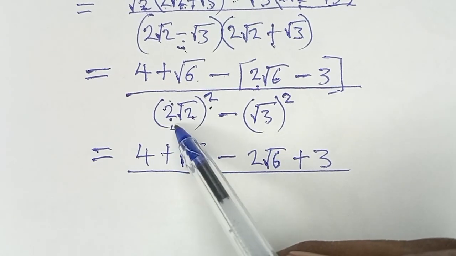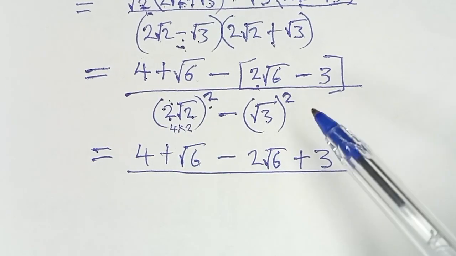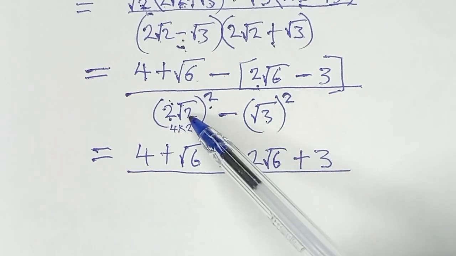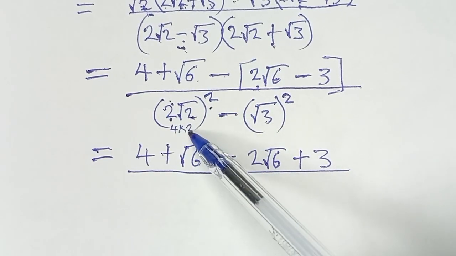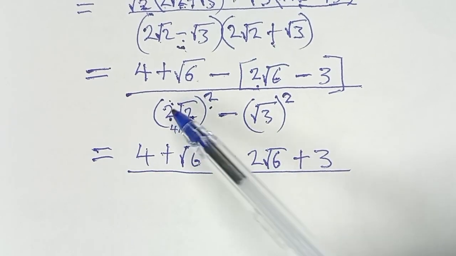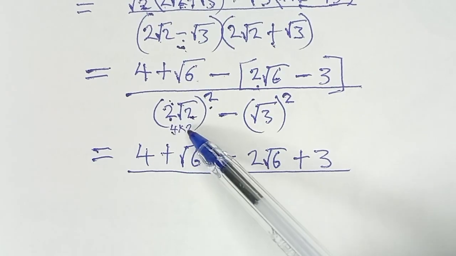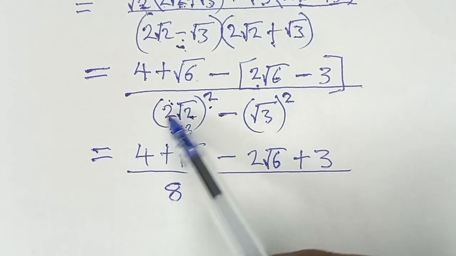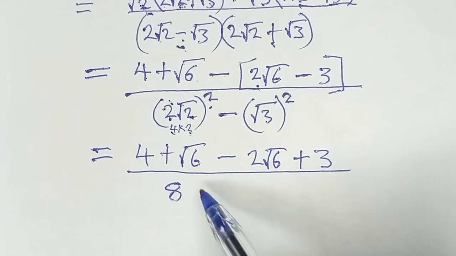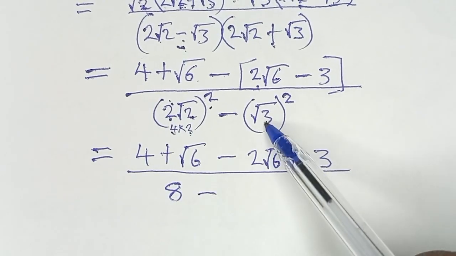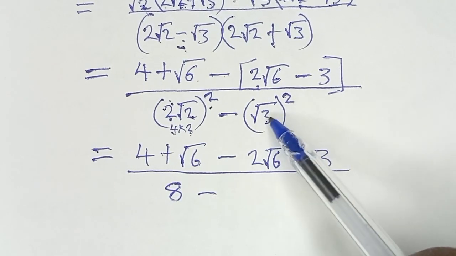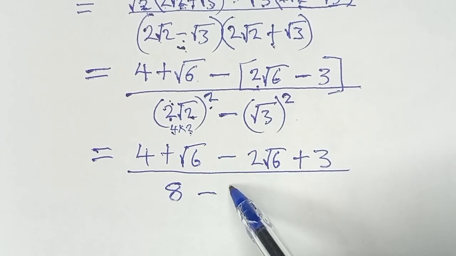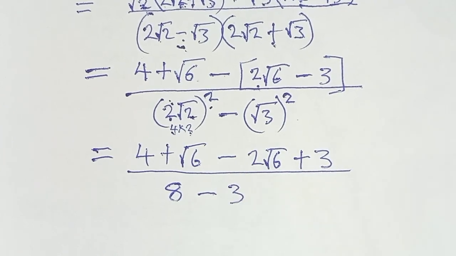So I have 4 times 2. Don't forget, root 2 square will give us 2. 2 square will give us 4. So I have 2 multiplied by 4 and that will give me 8. So the whole of this part will give me 8. And then minus root 3 square, which is root 3 multiplied by root 3 is simply 3, taking what is inside the bracket. So over 3.